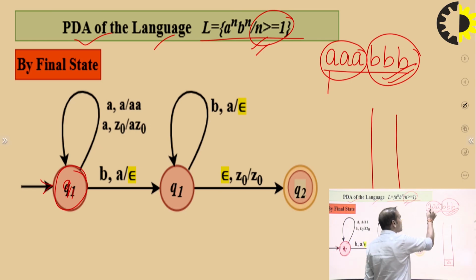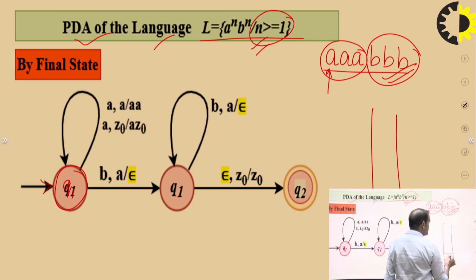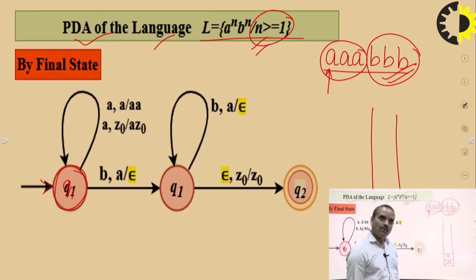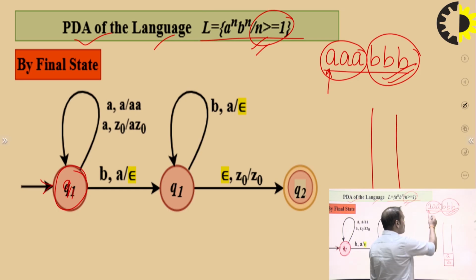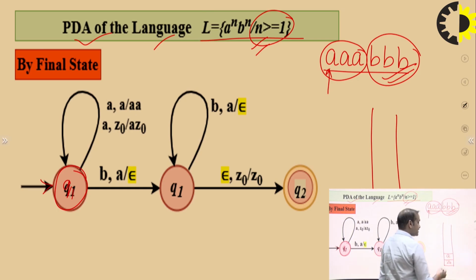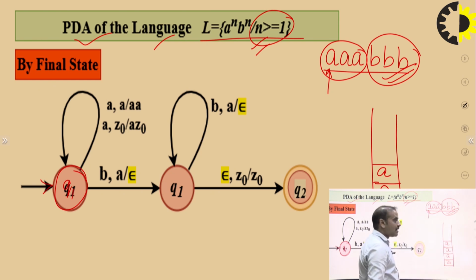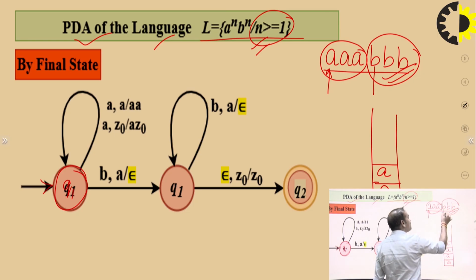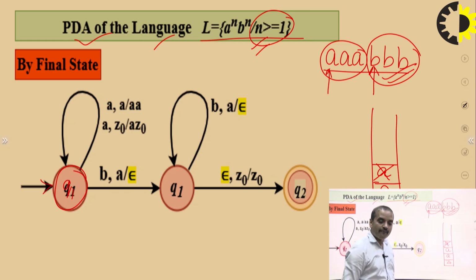First, when we encounter A, we push A inside the stack. This is the bottom symbol, which is the initial symbol of any stack that is already pushed. When the first A is encountered, we push A inside the stack. For the second A, we push again. For the third, push like this. After that, we encounter B. For the first B, pop the first A.